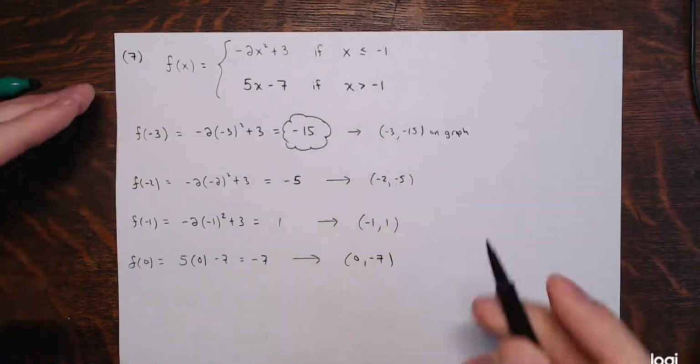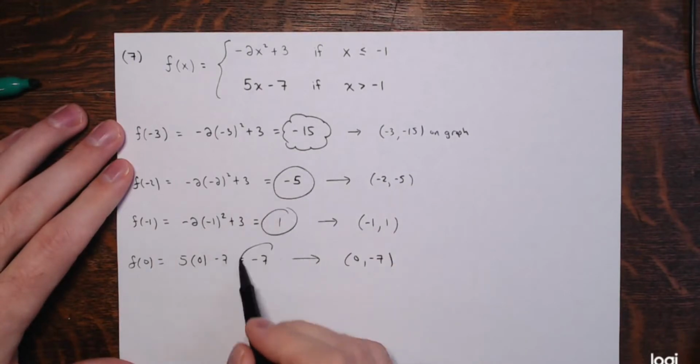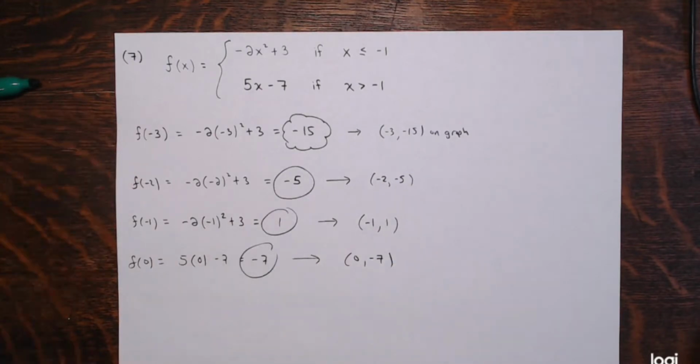And let's check this. Right, I guess I should have circled these, right? These were what they were asking for there. But let's check this, right? So I'm going to graph this on Desmos, and I'll put in these points and see that they actually are on the graph.